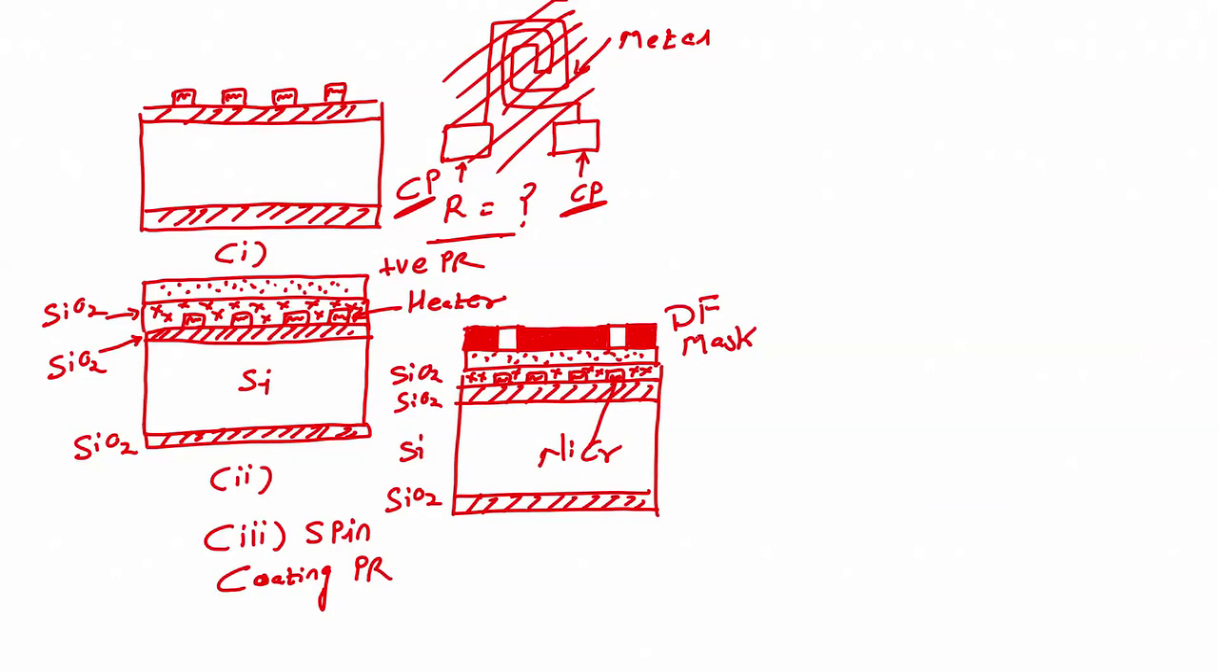After this, what is the next step? Next step is we will soft bake, after spin coating photoresist. I missed one step, next step, step number 4 would be soft bake.